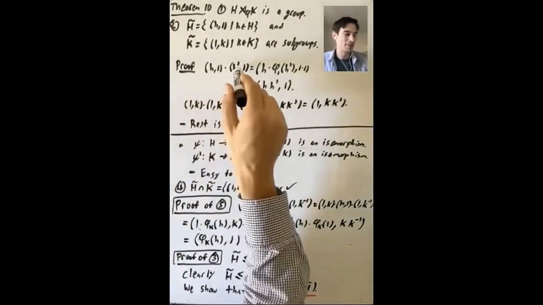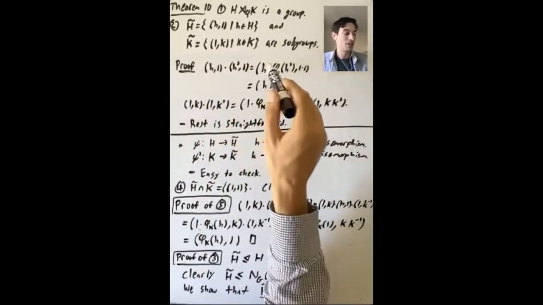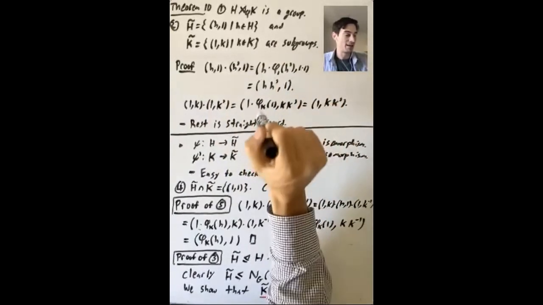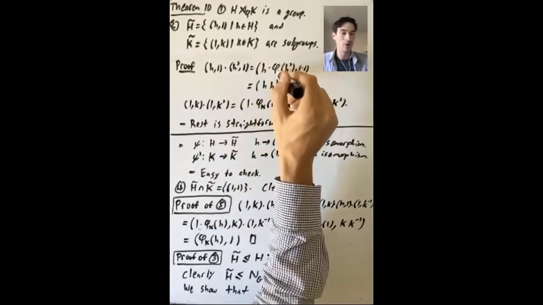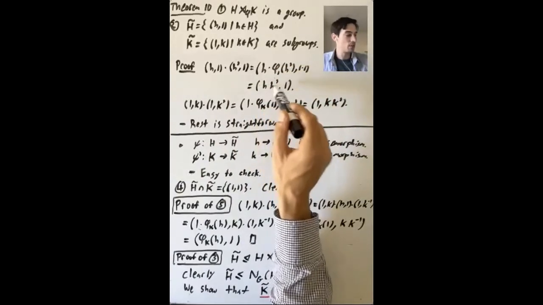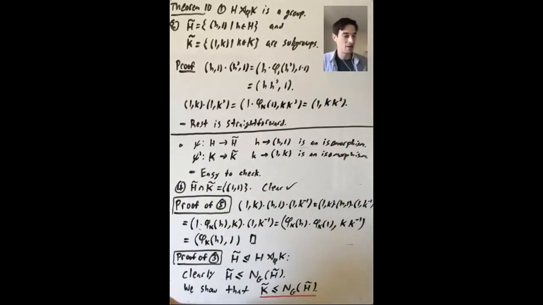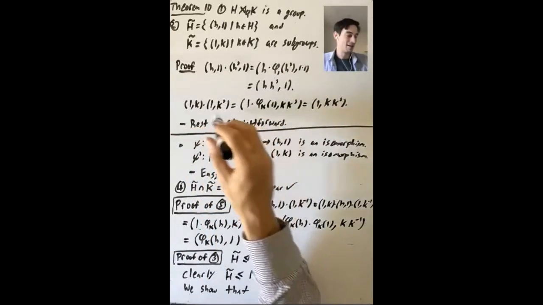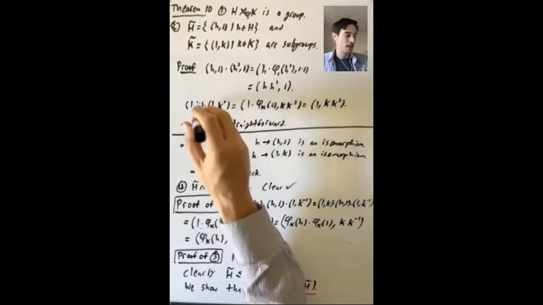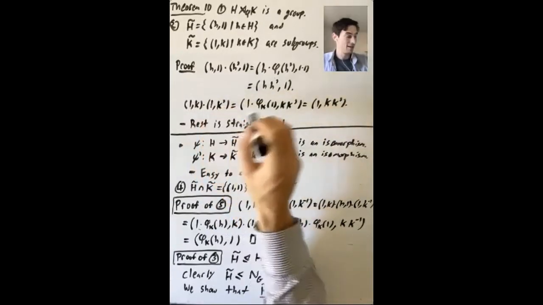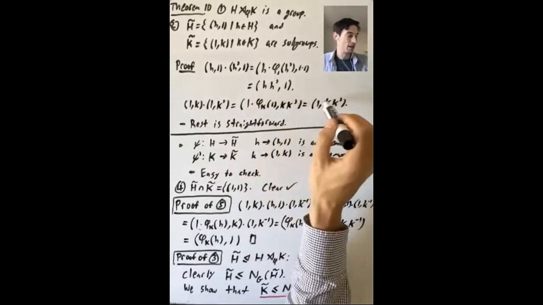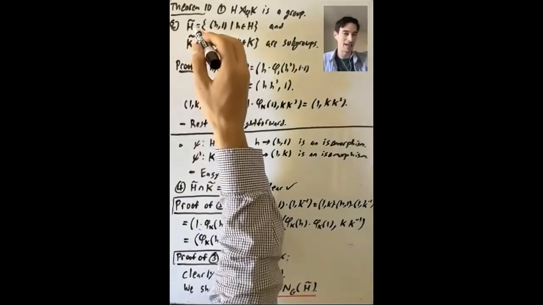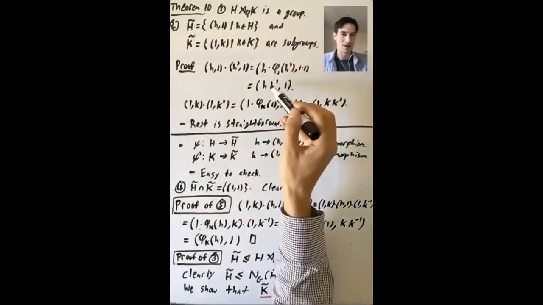So (h, 1) times (h', 1) is (h times φ_1 applied to h', 1 times 1). So that's h, and then φ_1 is the identity permutation. So we get (hh', 1). Very, very similar. (1, k) times (1, k') is (1 times φ_k applied to 1, kk'), which is (1, kk'). So in this way, we're seeing that when we multiply two elements in H tilde, it's just like multiplying two elements in H.